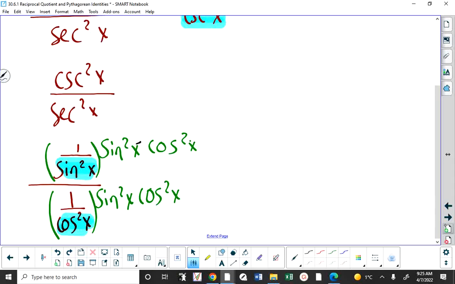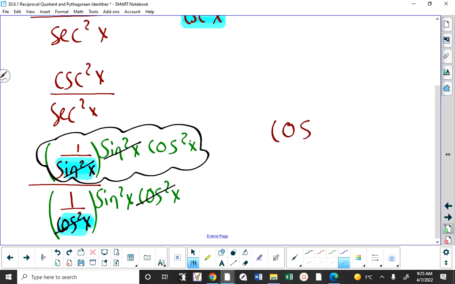Very carefully look at what cancels. What cancels in the numerator are the 2 sine squareds. What cancels in the denominator are the 2 cos squareds. So what am I left with in the numerator? Like out of this whole thing, what's left? The only thing that's left is cosine squared of x. And in the denominator, the only thing that's left is sine squared of x.